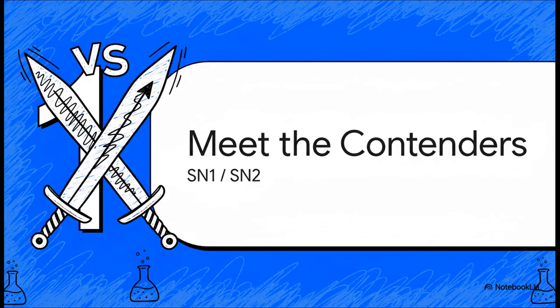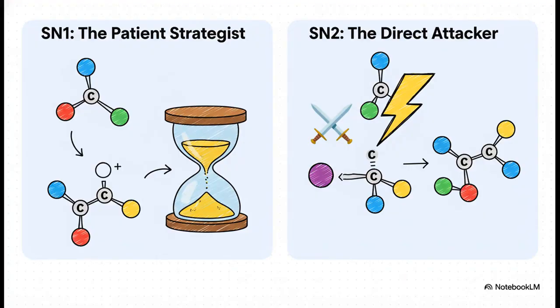All right, let's meet our fighters. In this corner, we have the SN1 reaction, and in the other corner, the SN2 reaction. Their goal? Totally the same, substitution. But their methods? They couldn't be more different. Let's look at the tale of the tape here.